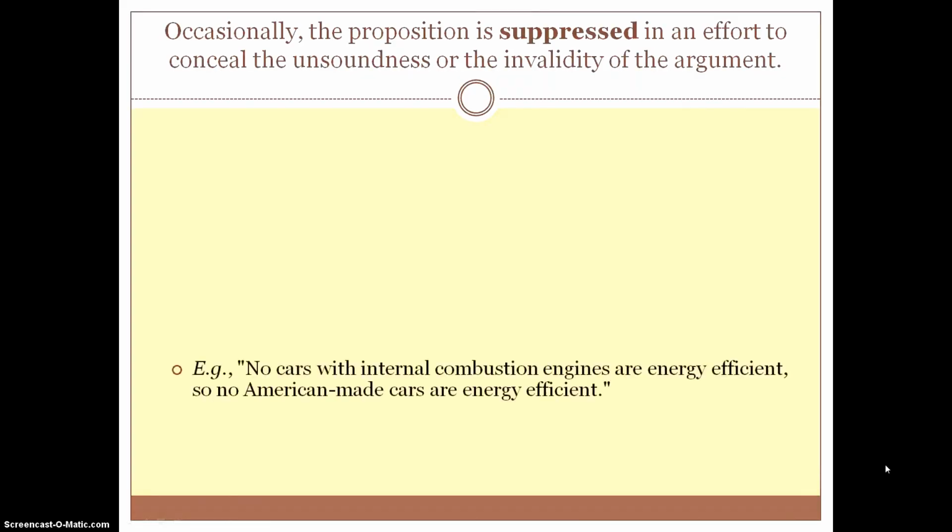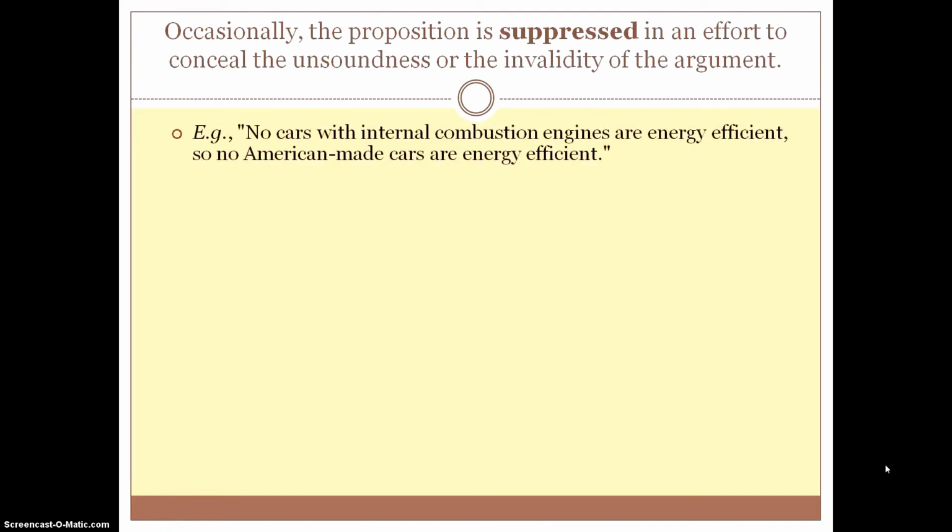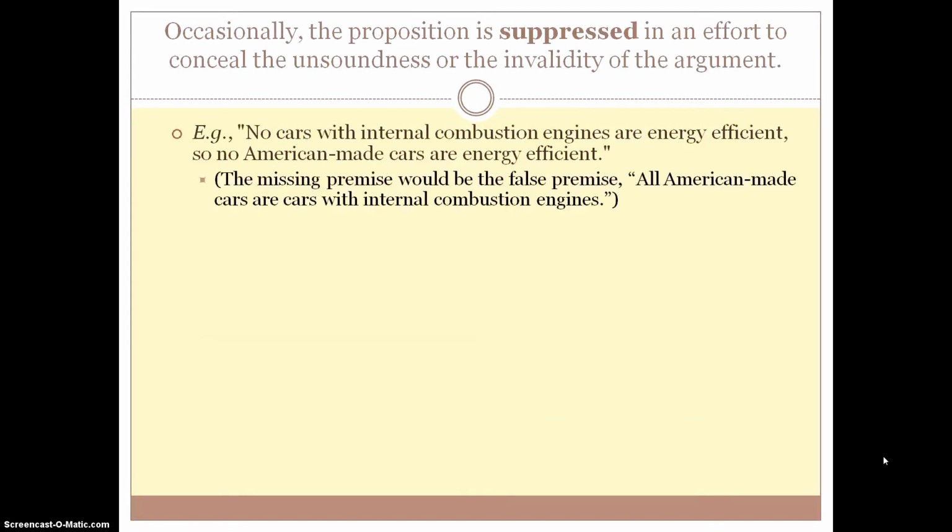Occasionally, the proposition is suppressed in an effort to conceal the unsoundness or the invalidity of the argument. So this would be a form of sophistry and trickery if this were deliberately done. So for example, no cars with internal combustion engines are energy efficient, so no American-made cars are energy efficient. The missing premise would be the false premise, all American-made cars are cars with internal combustion engines, which is not true because we do have some cars that use other means of creating energy.